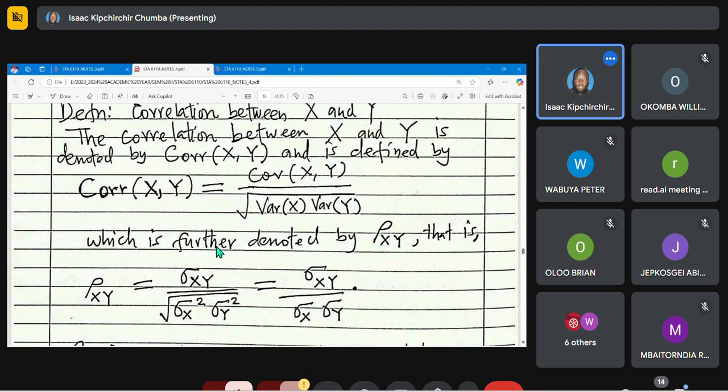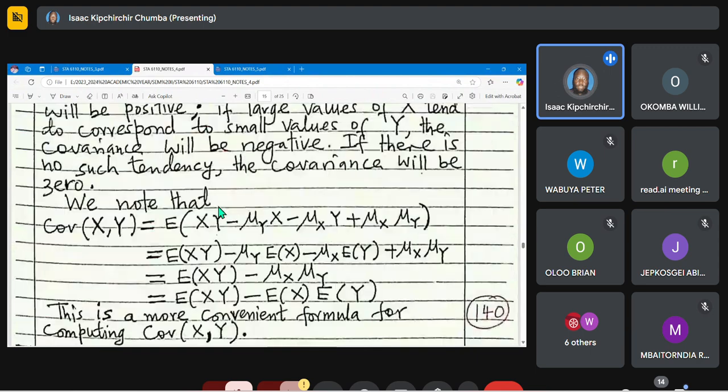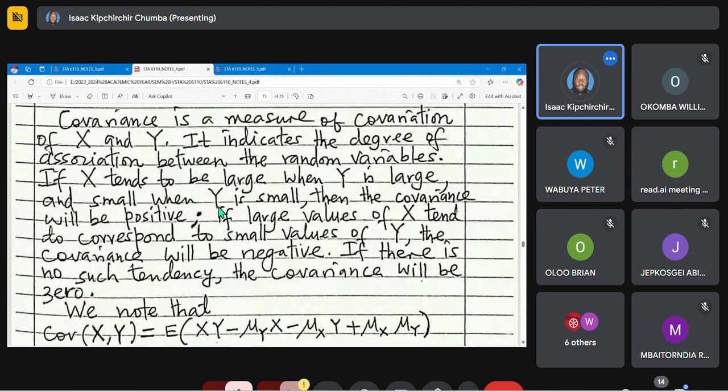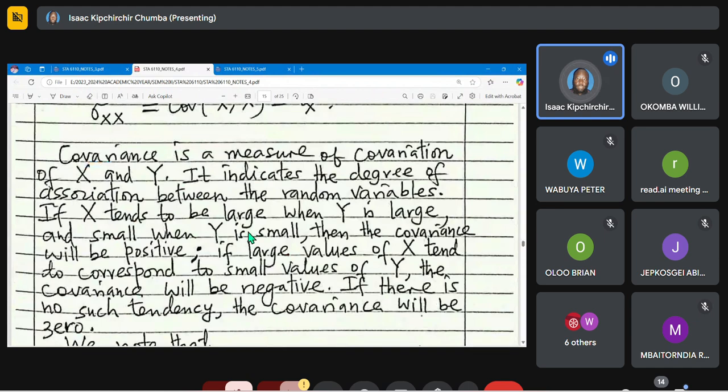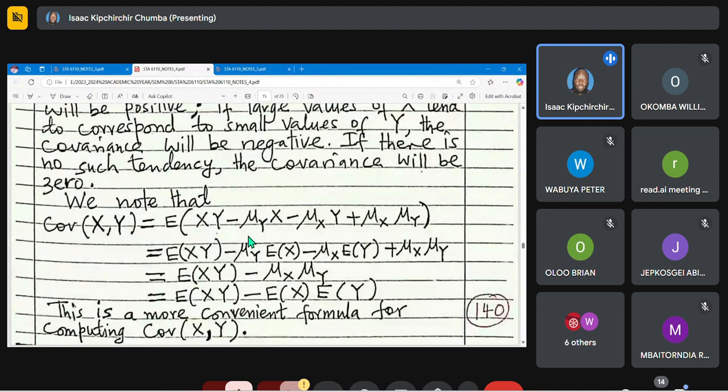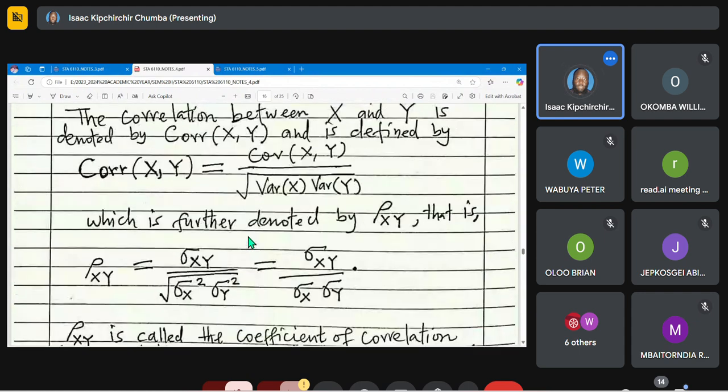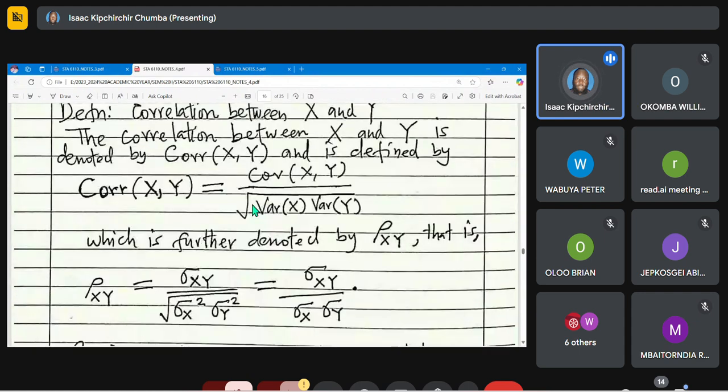So now we talk about covariance being positive, being negative, being zero. Usually, when it comes to the sign of the correlation, it is actually the sign of the covariance.